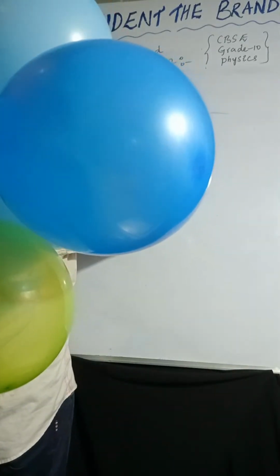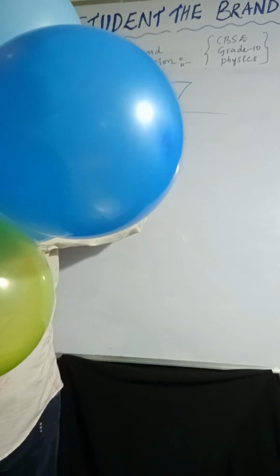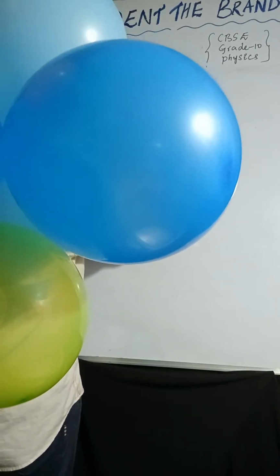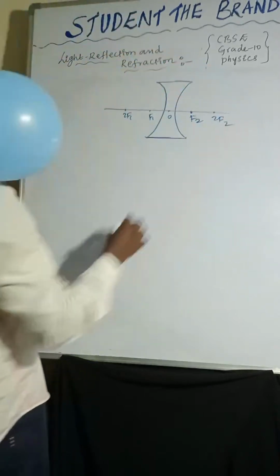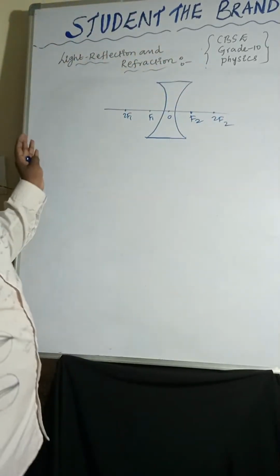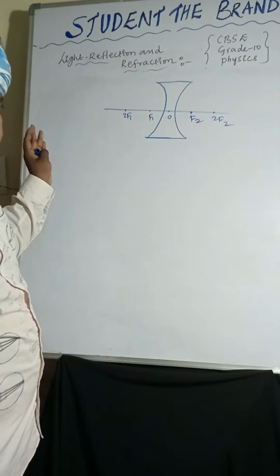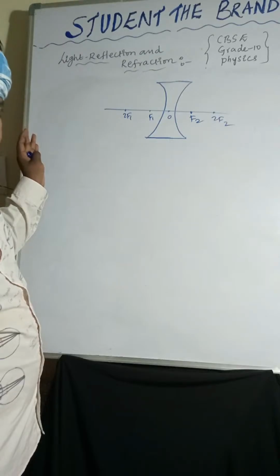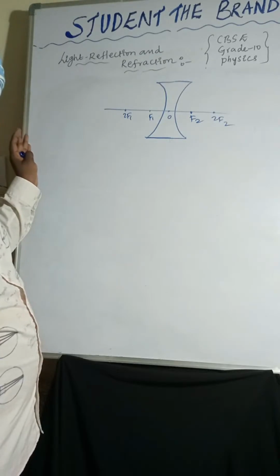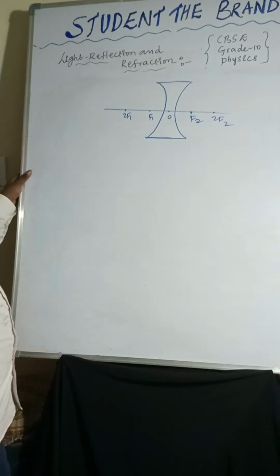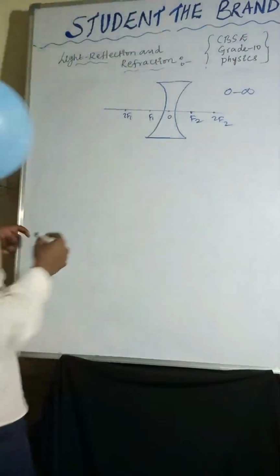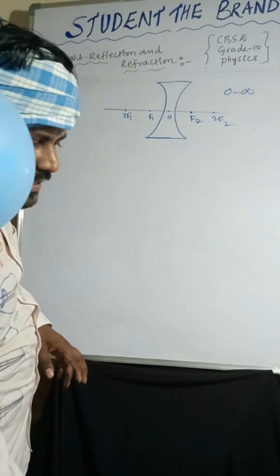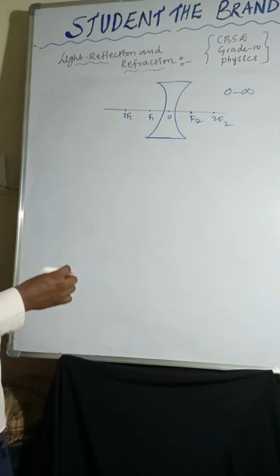Optic center, F1, 2F1, F2, 2F2. So the object is at infinity. How many light rays am I taking? 2 light rays. Minimum 2 light rays are required to form the image of the object. So I am considering that here.